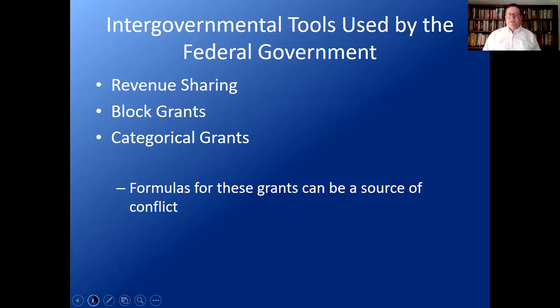Now, one of the interesting things about all this is that all of these grants need to be divided up somehow. Congress spends hundreds of billions of dollars a year on various programs. They have to determine how to spend that money. And that's oftentimes a point of contention between the states.